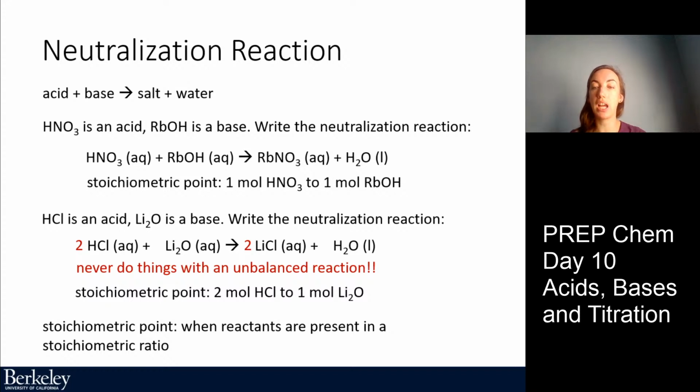This is kind of analogous to a lot of what you did on day 7 and problem set 7, talking about limiting and excess reactants. Except what we're asking here is how much do we need to add so that neither of them is in excess?